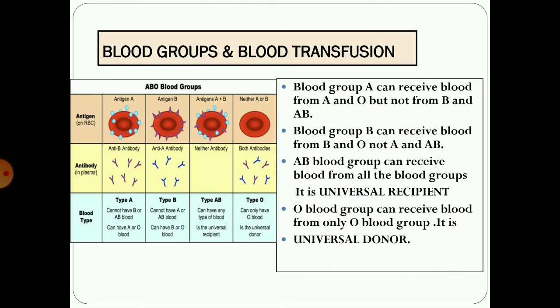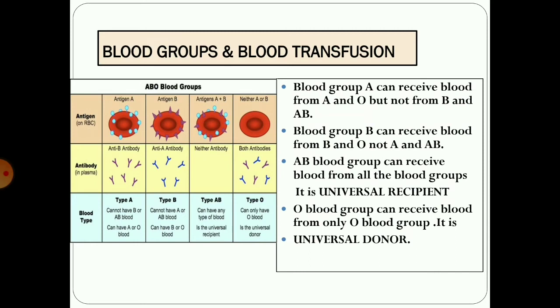Now let us see which blood group can be given which blood. That is, let us see the blood groups and blood transfusion. Blood group A can receive blood from A and O, but not from B and AB. Blood group B can receive blood from B and O, not A and AB. Blood group AB can receive blood from all the blood groups.